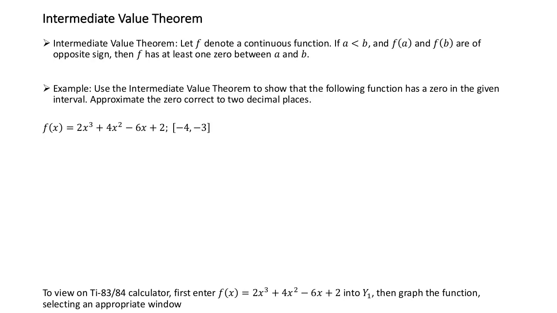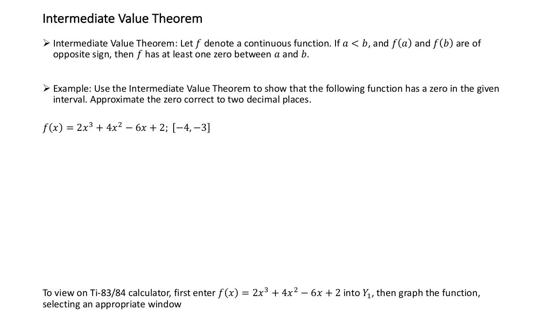We are going to be discussing the intermediate value theorem. We'll discuss the definition and see how we can use it to decide if there is a zero on a given interval for a continuous function. Then we are going to use a TI-83 or 84 graphing calculator, you can use either, to approximate the zero correct to 2 decimal places.